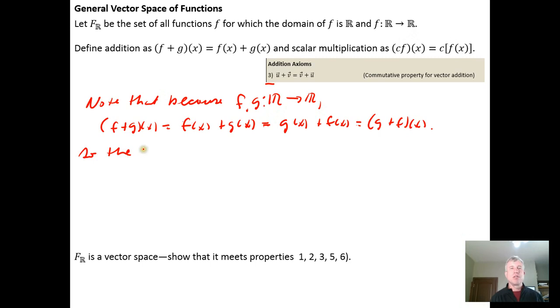So the commutative, I'm having a hard time writing today, commutative property, harder than usual, holds.